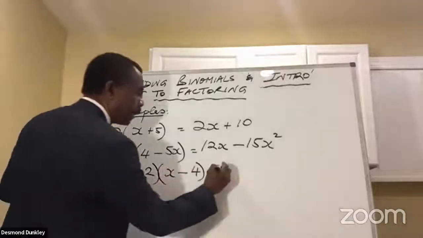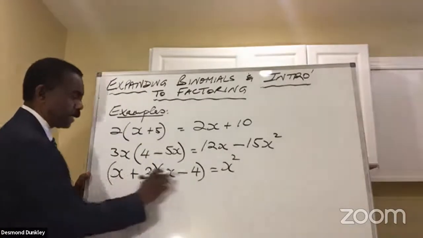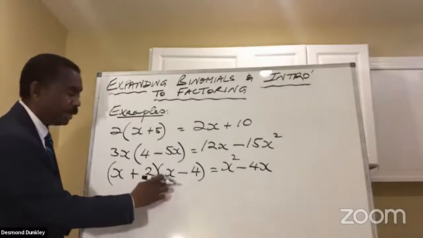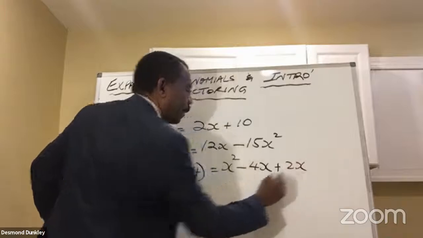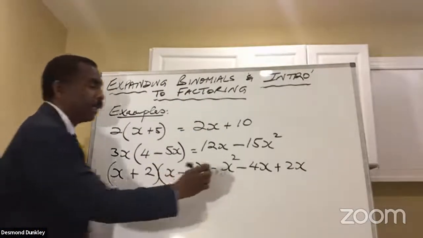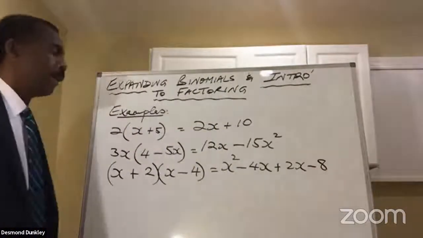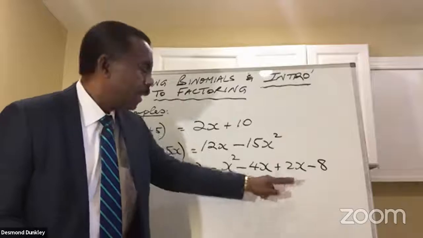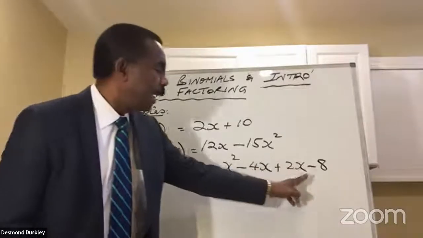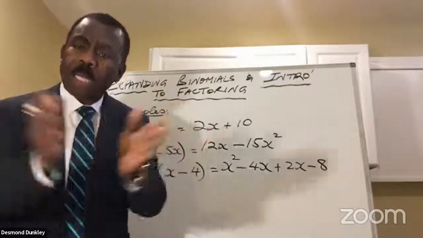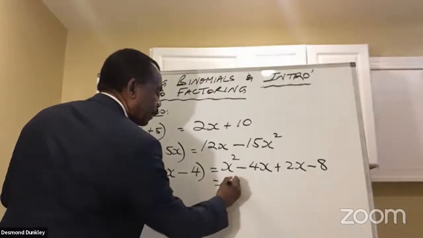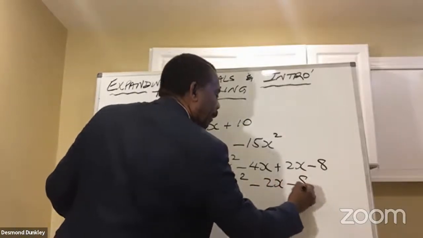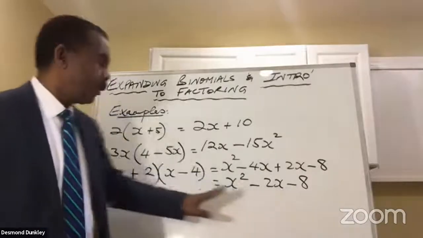So x times x gives me x to the 2nd power. X times negative 4 gives me negative 4x. Positive 2 times x gives me positive 2x. And positive 2 times negative 4 gives me negative 8. So I got 4 terms. But when I look at the 4 terms, I realize that the 2 middle terms can be combined. They have x to the power 1, x to the power 1. So we say they are like terms, so we can do the combination. So we now end up with x squared, negative 4x plus 2x is negative 2x, minus 8. So this is the expanded version of this.